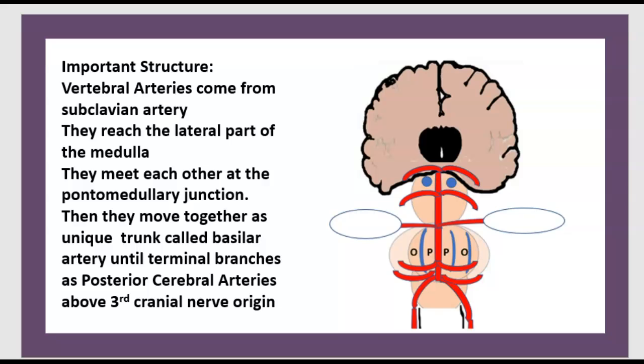Important structure. Vertebral arteries come from the subclavian artery. They reach the lateral part of the medulla. They meet each other at the pontomedullary junction. Then they move together as a unique trunk called the basilar artery until the terminal branches, the posterior cerebral arteries, above the third cranial nerve origin.